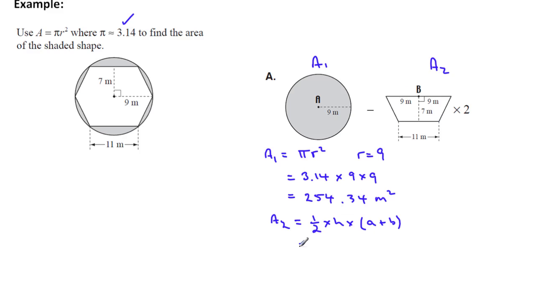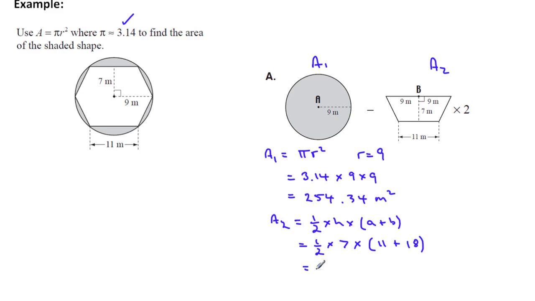Now if you look at this carefully, we can see that our height here is 7 meters. Now the length of this line here is 11, and the length of the other one is 2 lots of 9, so that would be 18. And we can get all that information from here because this is 9, so that's 9 across there, and that distance is 7. So there it is there, we've just turned it upside down.